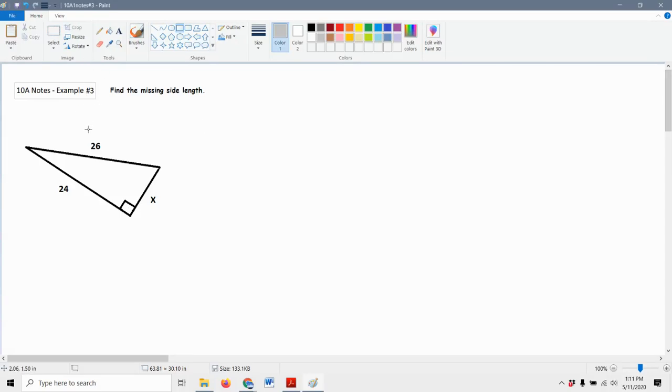This is example number 3 of the 10A notes, and we're asked to find the missing side length. Once again, we're going to use the Pythagorean Theorem formula, which is a squared plus b squared equals c squared. And just remember that is the same thing as leg squared plus leg squared equals hypotenuse squared.